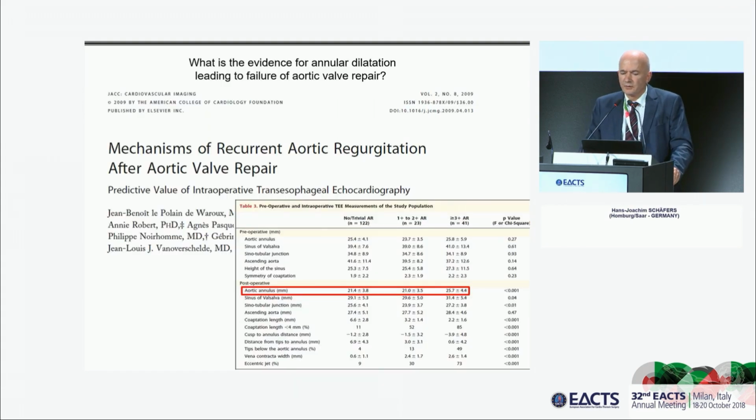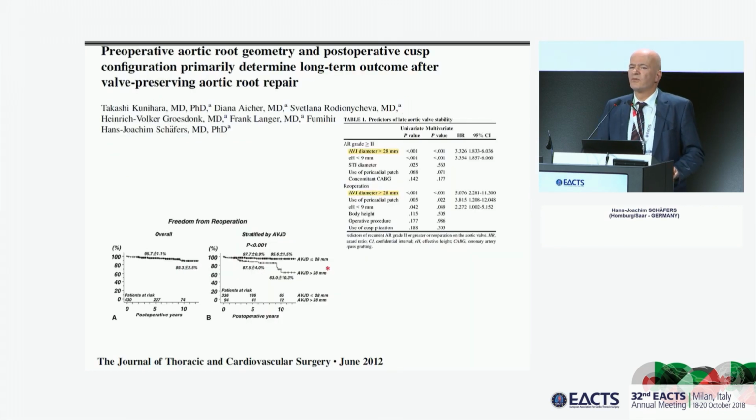Let's first come to the evidence for annular dilatation. Let's go through a few apparently easy pieces of evidence. Aortic annulus, in this study here from Brussels, in patients who had severe or relevant recurrence of regurgitation post-repair, was significantly higher. So the annulus is a problem. We also found the same, apparently, published in 2012, valve-preserving surgery, annular diameter was a problem. As you can see here, these patients had poor long-term durability.